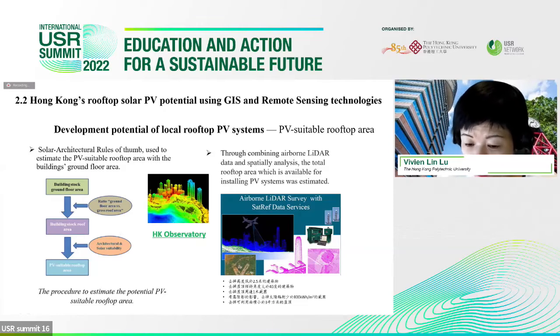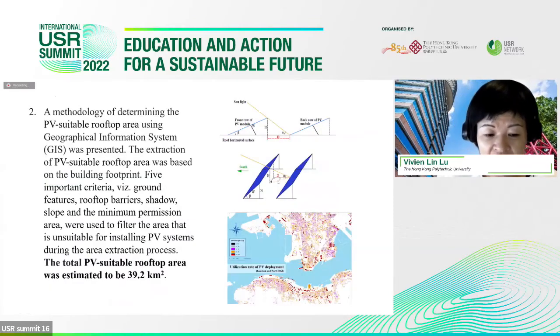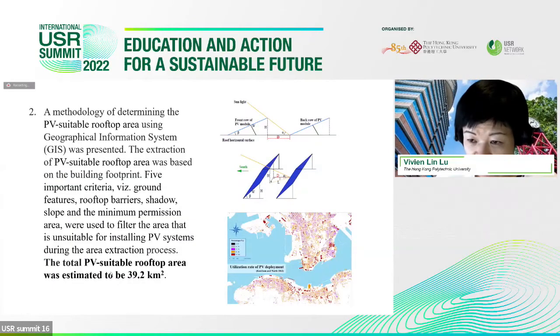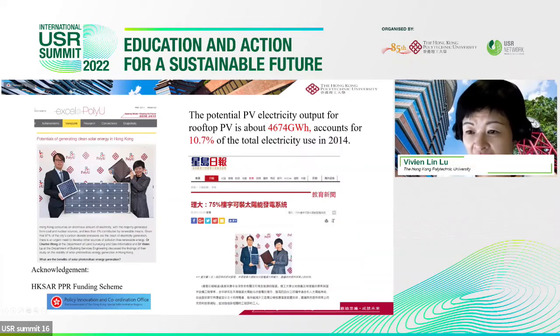received solar radiation, etc. Based on different technologies and data sources, we found that in Hong Kong the total PV suitable rooftop area was estimated to be around 40 square kilometers. On this area, we optimally install solar PV panels facing south with an optimal inclined angle. I would like to share with you our figure.